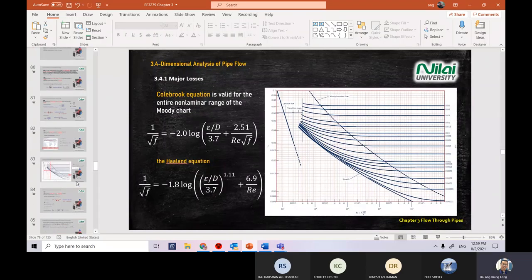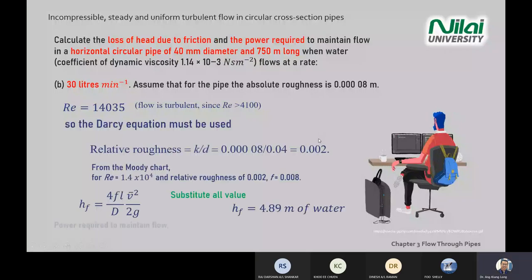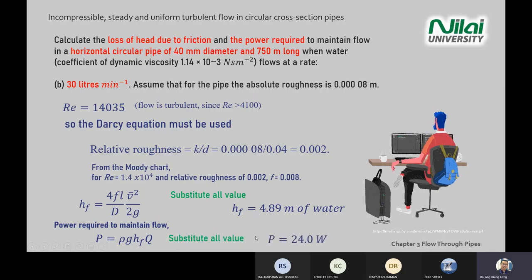So, go back to the slides just now. After you get the f, you put it into the equation hf equals 4fL divided by D, V squared over 2g, and you get hf equal to 4.89 meter of water. So this is how you use it. Then the power equation still uses the same, power equals rho g hf Q. You find the hf, you substitute, you get the power is 24 watt.